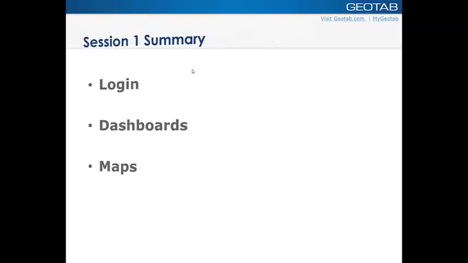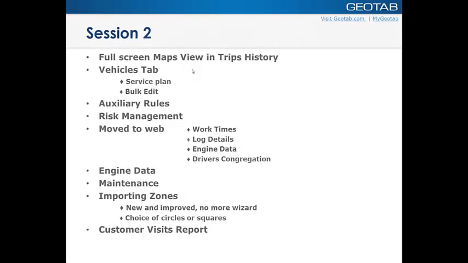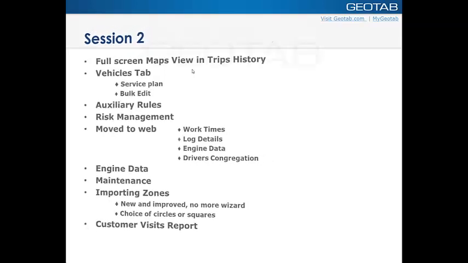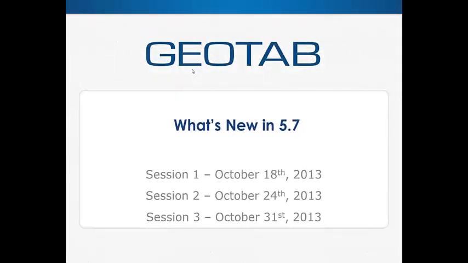Today in Session 2, we are covering Full Screen Maps View, Vehicles tab, Auxiliary Rules, Risk Management, What's Moved to the Web, Engine Data, Maintenance, Importing Zones, and Customer Visits. And then in Session 3, on October 31st, we will be covering NFC identification, drivers and users, reports, and GeoTab Drive. As we enter into this session, we have Angie, Steph, and Jordan walking through enhancements and the new look and feel.